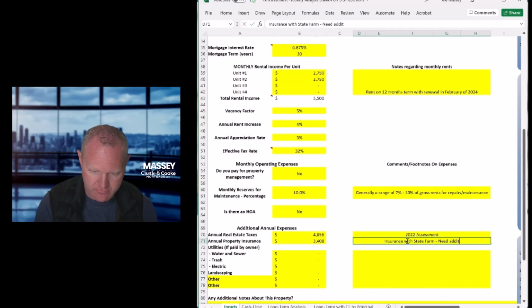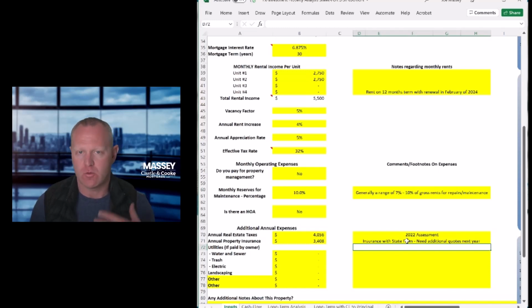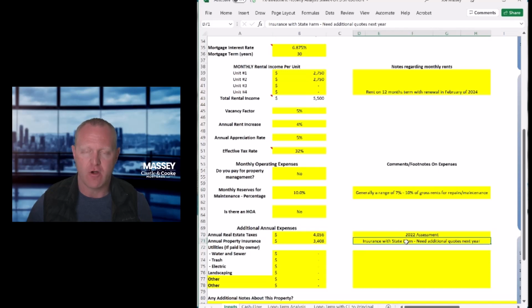Need additional quotes next year, because maybe they want to check with Liberty Mutual or Geico or whomever it might be. This is a reminder that currently they've got State Farm and they want to shop around next year when the insurance comes due. Next, you've got utilities.